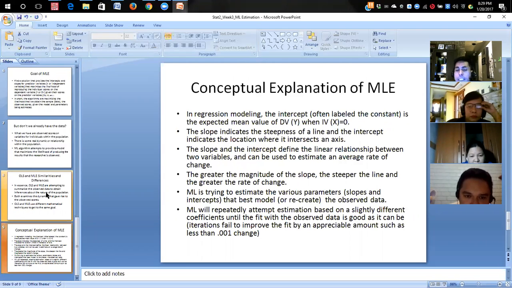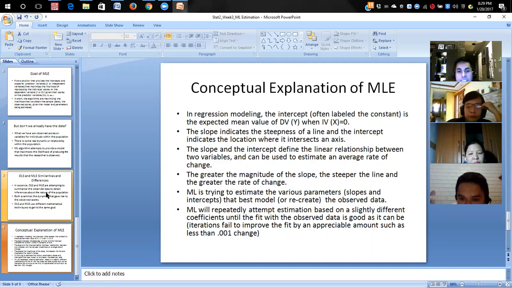The greater the magnitude of the slope, the steeper the line, and the greater the rate of change, right? So when the variance between our dependent and independent variable is big, the magnitude of the slope is greater, then the steeper the line and the greater the rate of change of the slope.